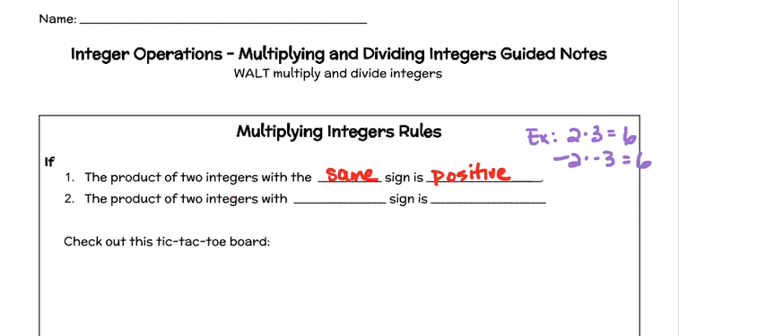The product of two integers with different signs is negative. So for example, over here, let's use the same type of numbers. 2 times negative 3 is negative 6. They are different signs, so it's negative.